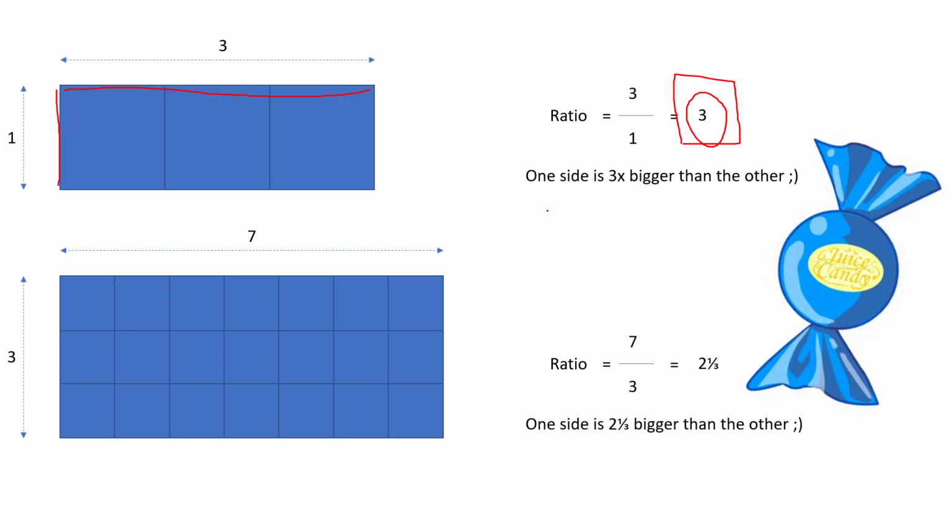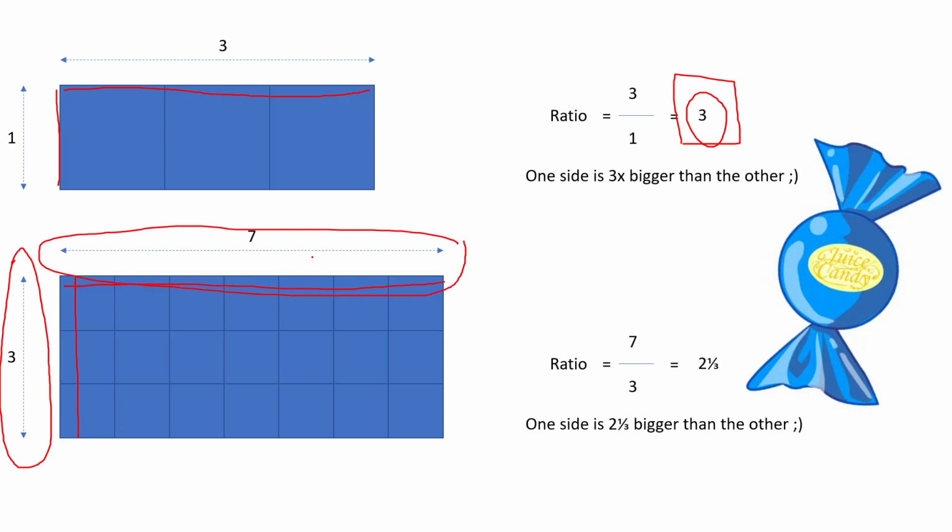Okay? For the other rectangle here, the width is 7, and the height is 3. So you divide those two, 7 over 3, and the ratio will be 2 1/3. So it says that this height fits 2 1/3 times into this width. So the width is 2 1/3 times bigger than the height. Or you can say the height is 2 1/3 times smaller than the width.